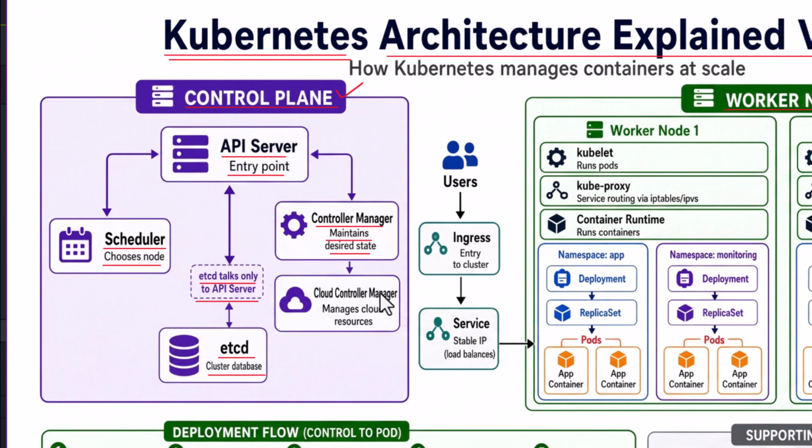The next component is the cloud controller manager. This component manages cloud-related resources. For example, if Kubernetes is running on AWS, Azure, or Google Cloud, the Cloud Controller Manager helps connect Kubernetes with cloud services. It can help manage cloud load balancers, cloud storage, and cloud networking. So if our Kubernetes cluster is running in the cloud, this component helps Kubernetes work properly with that cloud provider.